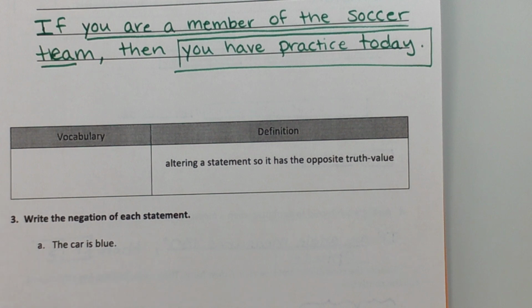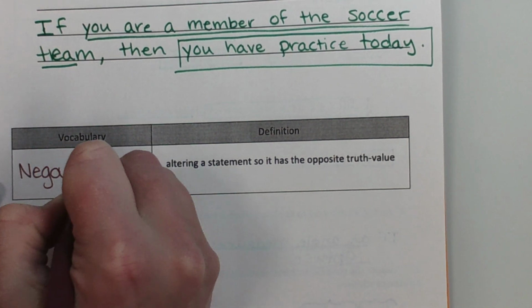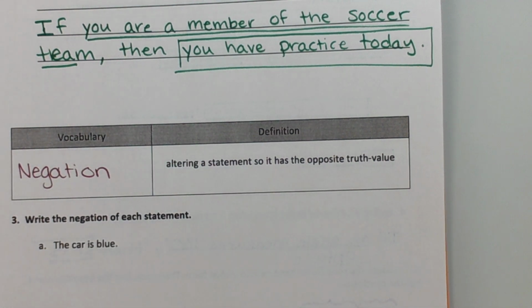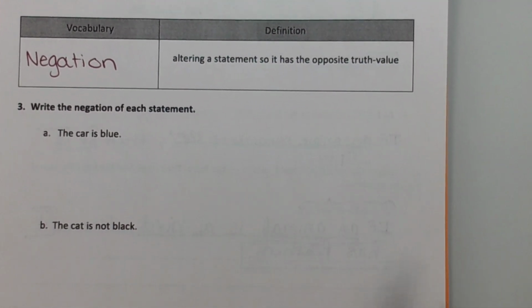Now when it comes to these if-then sentences, or even ones that aren't in an if-then form, another key thing that we can do with them is known as a negation. A negation, technical definition: altering the statement so that it has the opposite truth value. Truth value is essentially telling me if it's true or false. To make something the opposite of true or false, you already know how to do it.